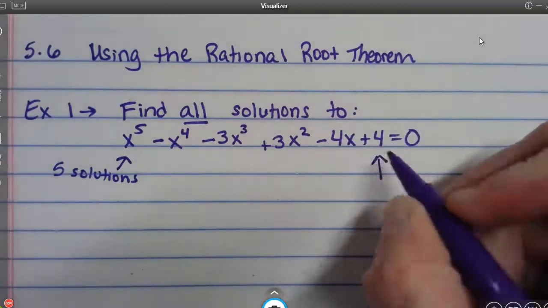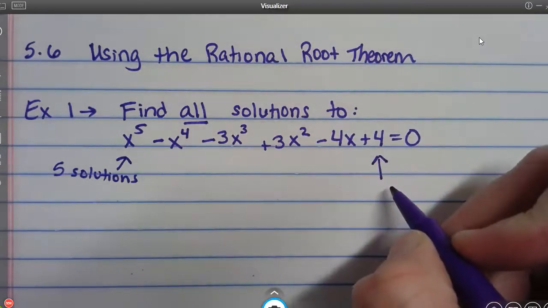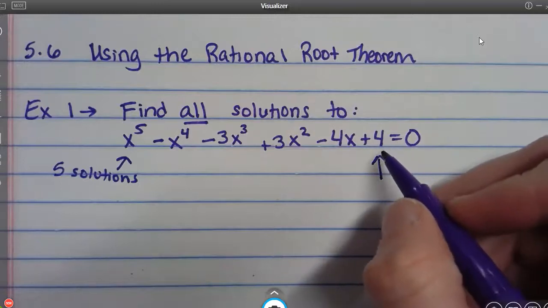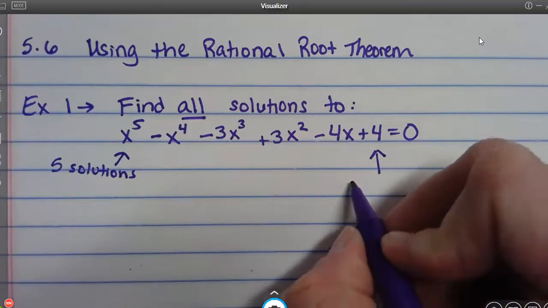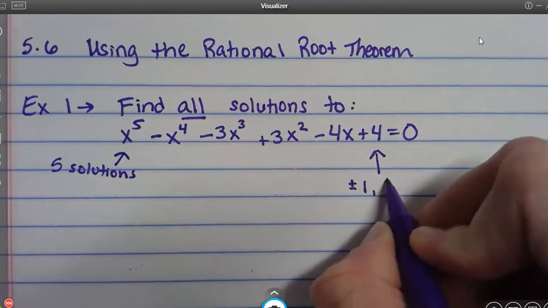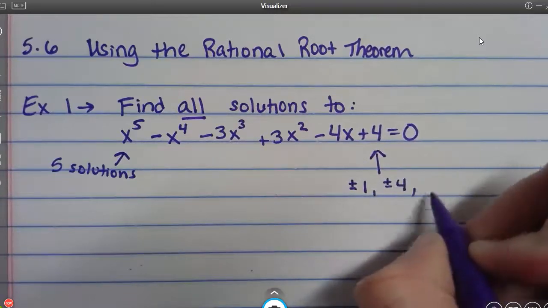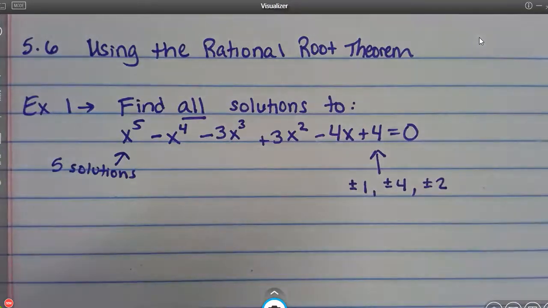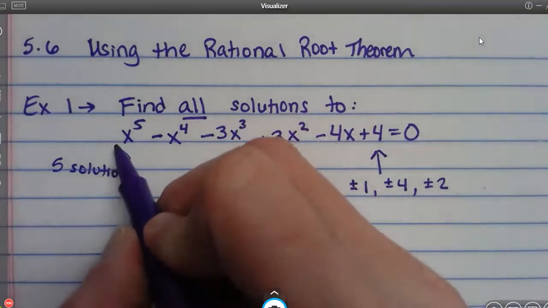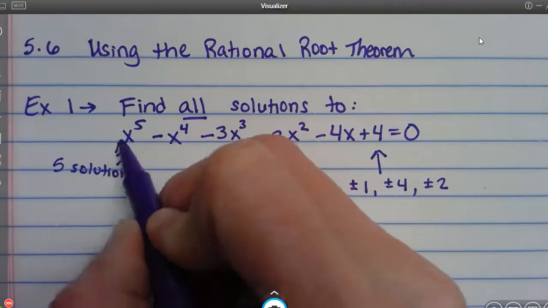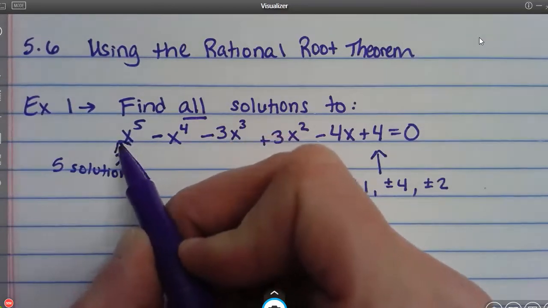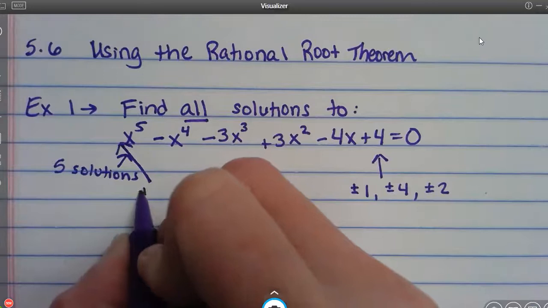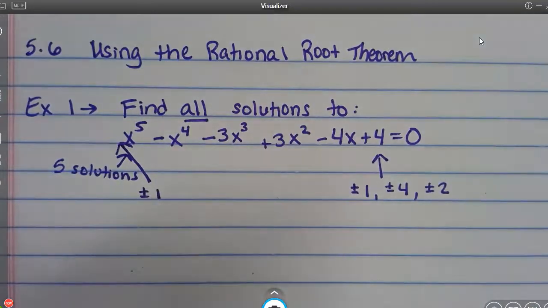I'm going to find what are my factors of my constant term here. My constant is 4, so there's really not too many factors. Plus or minus 1, and 4. And 2 also works. And then my leading coefficient out here, what is my leading coefficient really? 1, yeah. So my only factors of 1 are plus or minus 1.